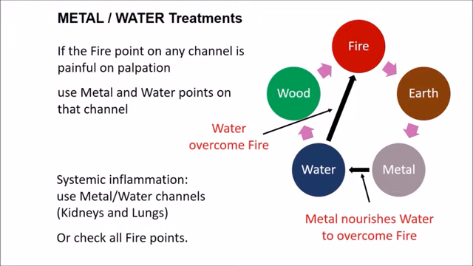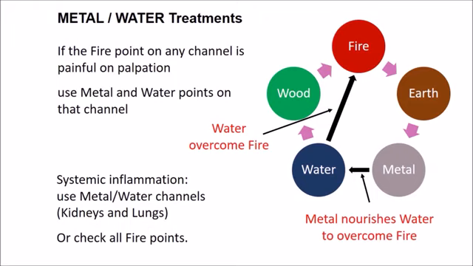In cases of systemic inflammation, as in autoimmune disorders, use the metal and water channels, that is, the kidney and lung channels, to overcome systemic fire. In shingles on the abdomen, check all the fire points, because any channel might be involved. All the channels go through the abdomen.